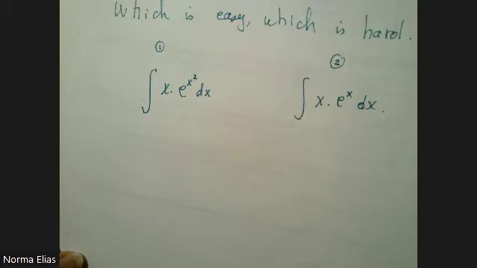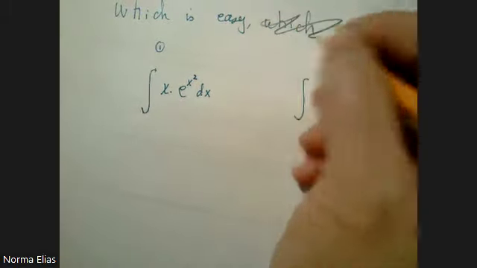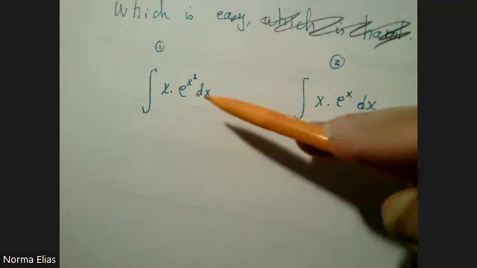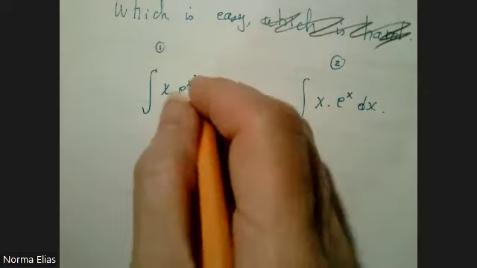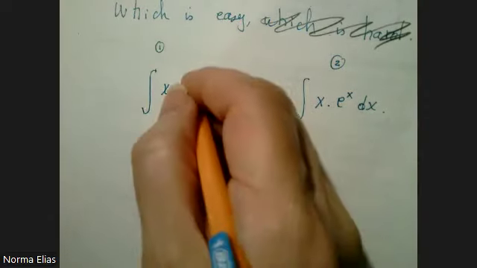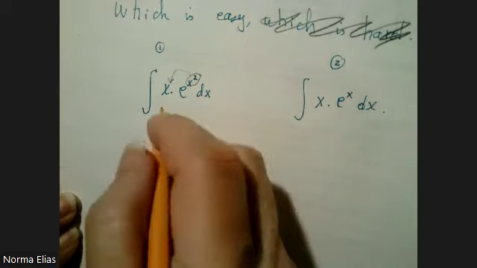All right, my question probably is not clear. Which is easy now? Now I want your answer again. Which is easy? 1 or 2? You agree 1 is the easy one. How do you do 1? What do you see when you see 1? We see an inside function immediately, and we see its derivative up to a constant looking at us. That's the classic scenario of an integration by substitution. So this is easy.